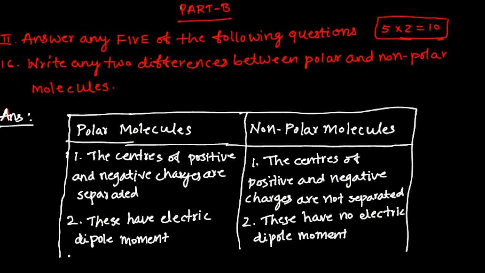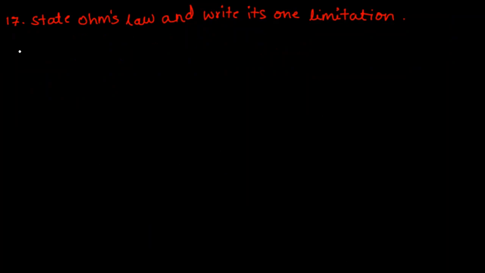If you want, you can write an example also. One more point you can write. Examples for polar molecules are H2O and HCl. And here the examples are O2 and H2, hydrogen molecule and oxygen molecule. This is the answer. Now the next question.